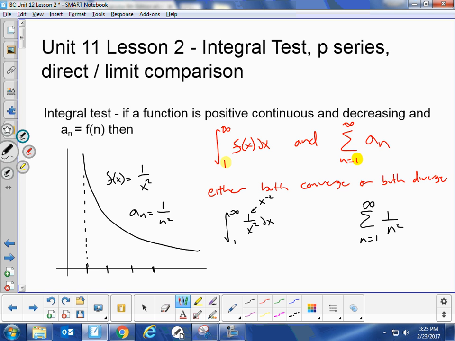This is x to the negative second. This becomes negative 1 over x, the change between 1 and infinity. I'm skipping the whole limit problem, but you understand. And this does converge. You get negative 1 over infinity plus 1. So this converges. Since you know that converges, that converges.